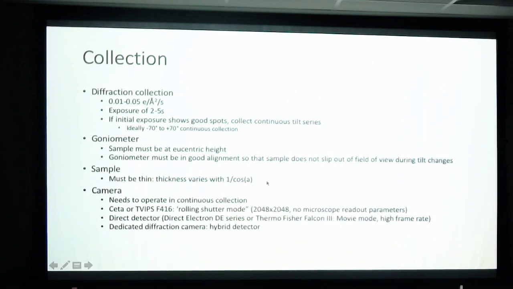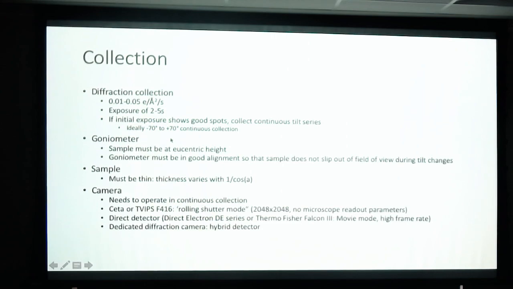So when you collect diffraction images, each image has to be collected at an extremely low dose. You're usually at 0.01 to 0.05 electrons per square angstrom per second, so it's very, very low dose. If you were in imaging mode, you wouldn't see anything, but in diffraction mode, you can see the spots. The exposure times are generally on average 2 to 5 seconds. Ideally you can collect from minus 70 to plus 70, though you may not be able to collect that high because the grid bars may get in the way, but that would be the ideal collection.